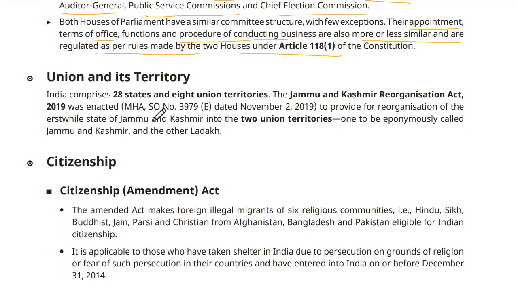Union and its territory. India comprises 28 states and 8 union territories. The Jammu and Kashmir Reorganization Act 2019, which was enacted vide MHA S.O. number 3978(E), dated November 2, 2019, provides for the reorganization of the erstwhile state of Jammu and Kashmir into two union territories, one to be eponymously called Jammu and Kashmir and the other Ladakh.